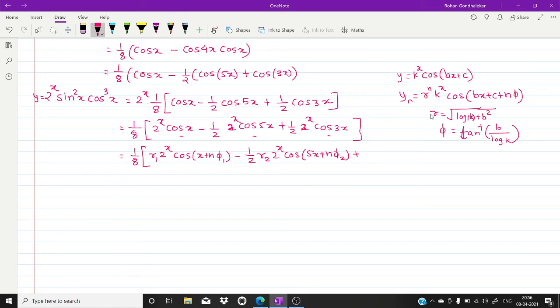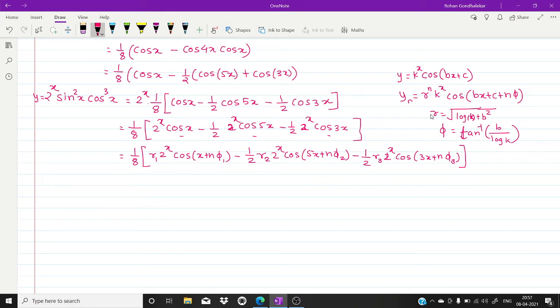plus, just a minute, this minus n is common to this bracket, so the minus n should be given inside. Yes, there is a minus here, and here also minus. Minus 1 by 2 into r3, the third term's r value, into 2 raised to x into cos 3x plus n into phi 3. Is this okay?